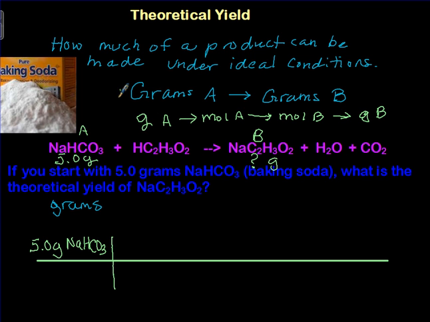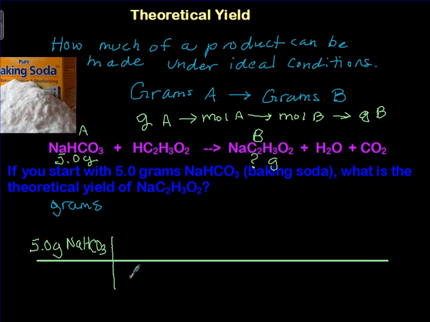So to do this type of problem, if I look at my flow chart, I'm going to need to go grams of A to moles of A, moles of A to moles of B, and then moles of B to grams of B. So I'm going to start by going to moles of A. And what I need to do that, if you look at your flow chart, it'll tell you it's going to be the molar mass. So I've already calculated the molar mass of this substance here, of baking soda.